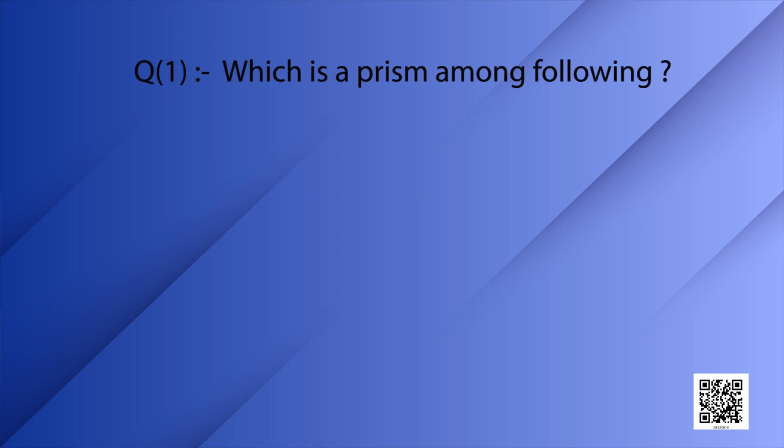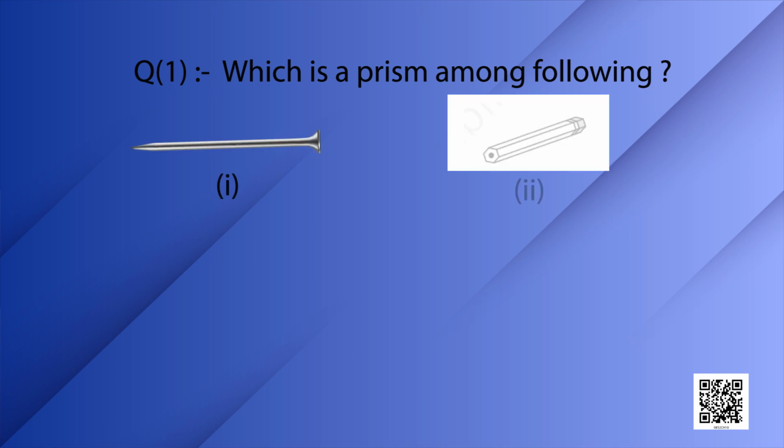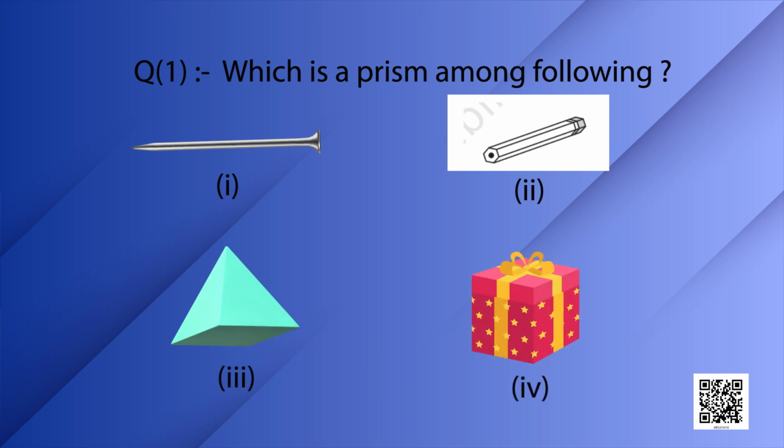Question number 1. Which is a prism among the following? The first picture is that of a nail, the second of an unsharpened pencil, the third of a table weight, and the fourth of a box. So can you tell me which amongst them is a prism? Children, you can see that there are two shapes which resemble that of a prism. They are both part 2 and 4. Both of them are prisms.